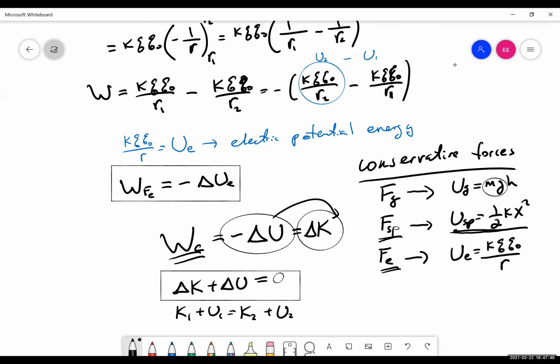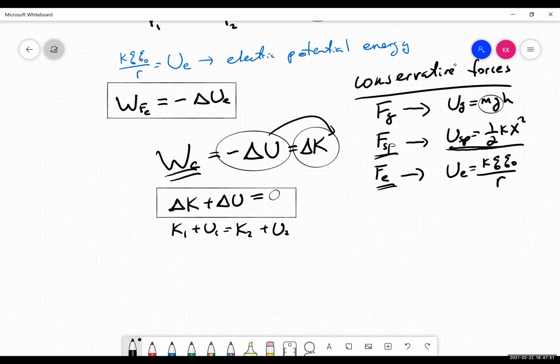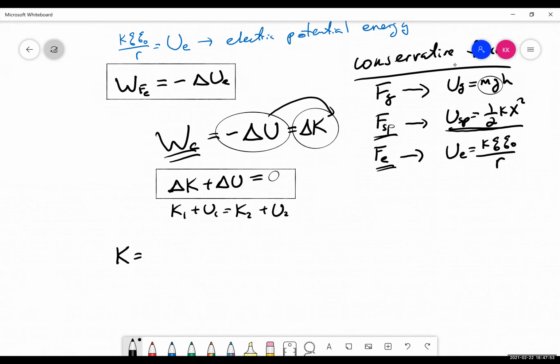All right. Now, kinetic energy, if you hopefully remember, is 1/2 times mass times speed squared.